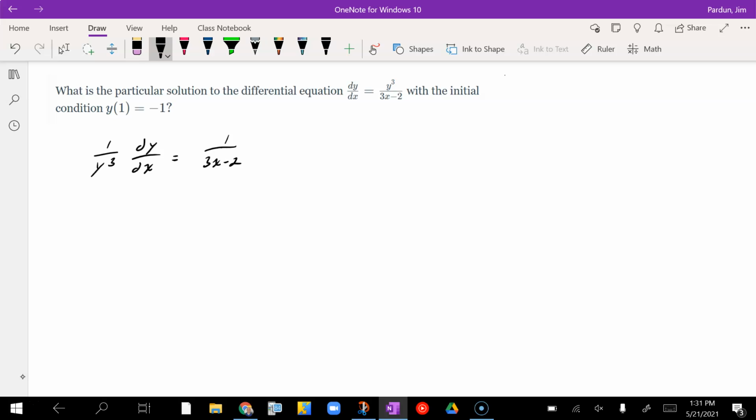You have to show that step. You've got to earn that first point by showing that step. If you don't separate the variables, you lose 4 points on this problem automatically.